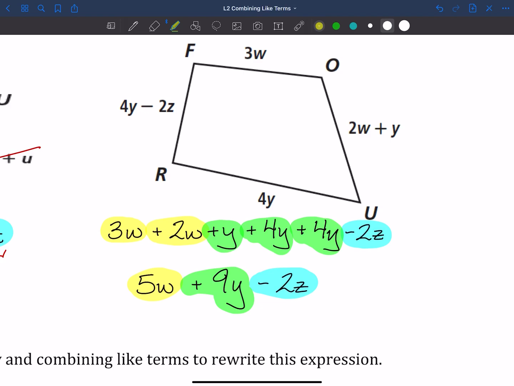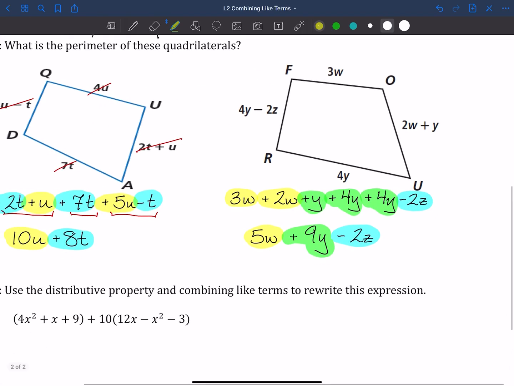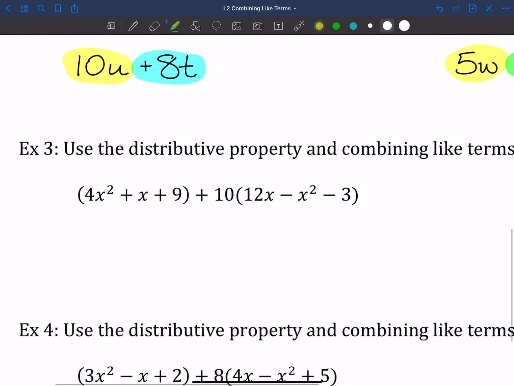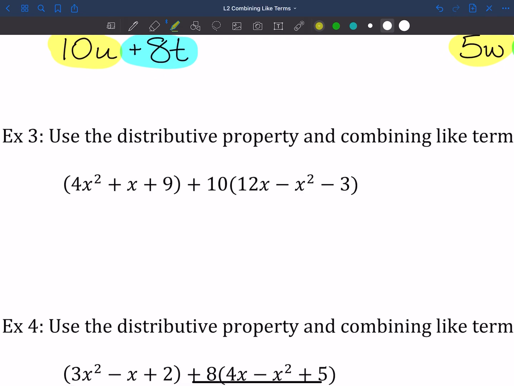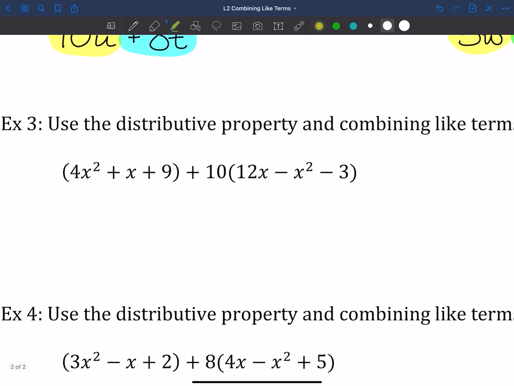We have now found the perimeter of that shape, and we're good to keep on going through whatever problem that relates to in the future. Okay, so hopefully it doesn't seem so bad. Let's take a look at some problems that obviously start out looking a whole lot worse than what we were just doing. So this one wants us to use the distributive property and then combine like terms.